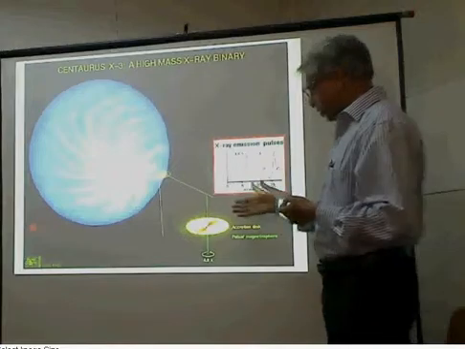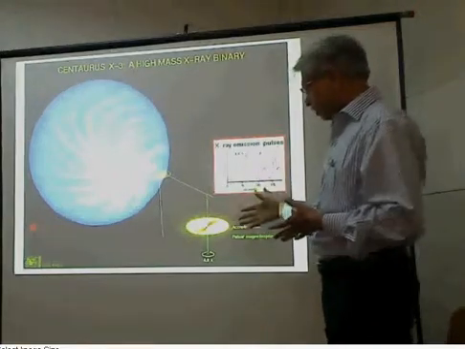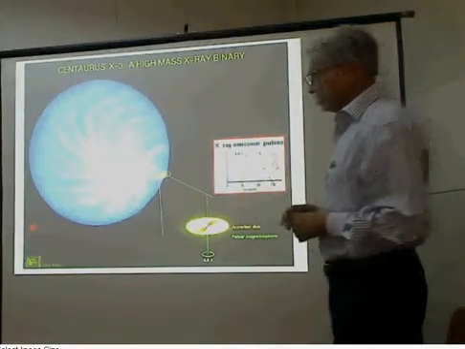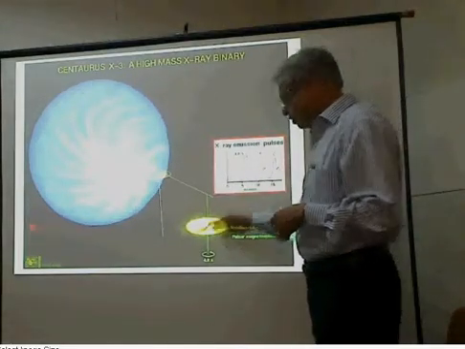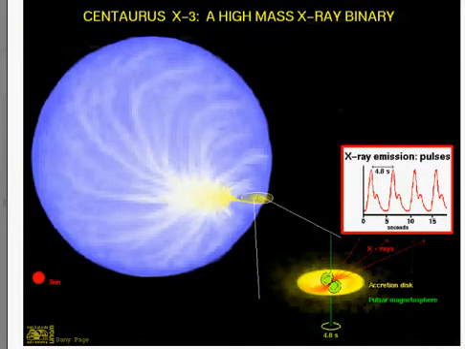Now you can imagine that it is rotating so fast, because look at the Sun. The Sun has a rotation period of typically about 27 days. So compared to days, here it is in seconds. Okay. Next slide, please.